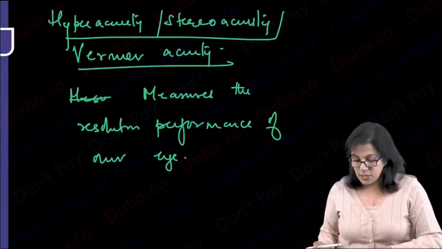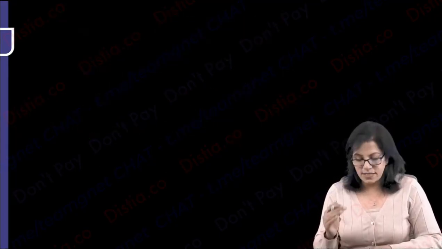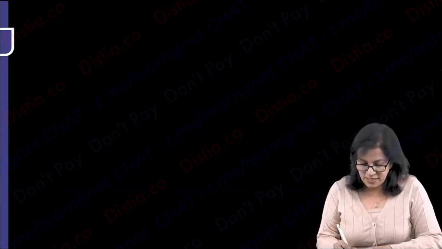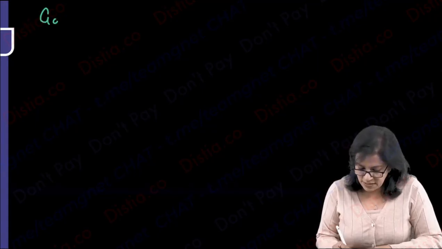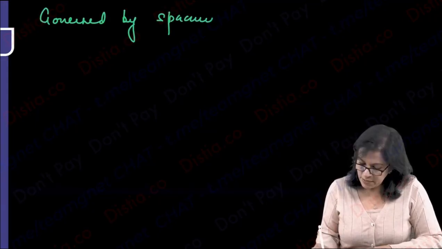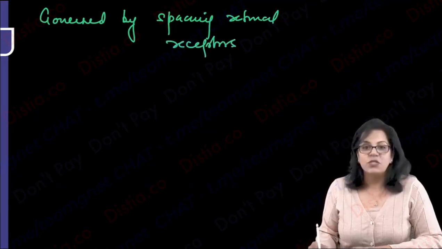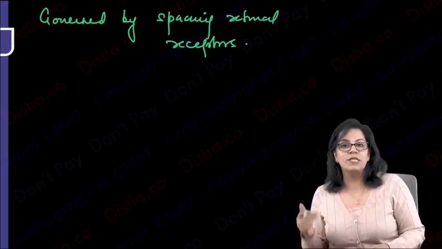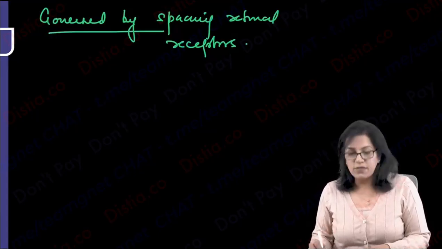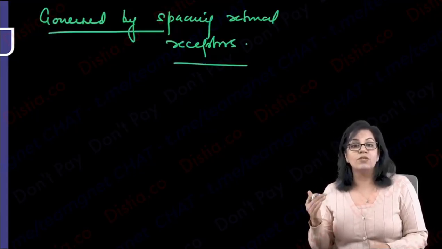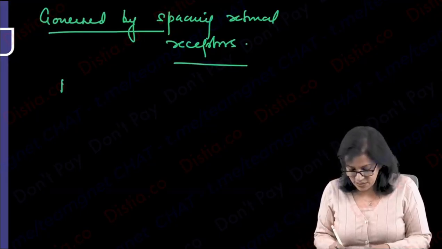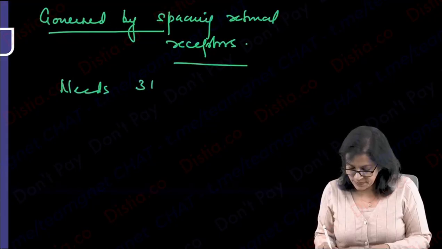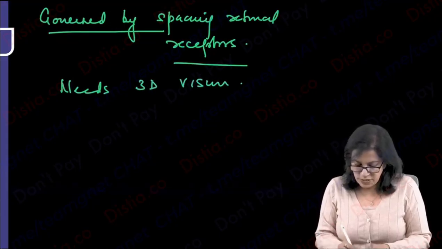So this is going to depend on the spacing of the retinal receptors. Just note down, it is governed by spacing of retinal receptors. And very important, a person should have 3D vision. That means all the grades of binocular single vision must be present in this patient to have hyper-acuity or good resolution power. So it needs 3D vision. These are the two points you will remember.